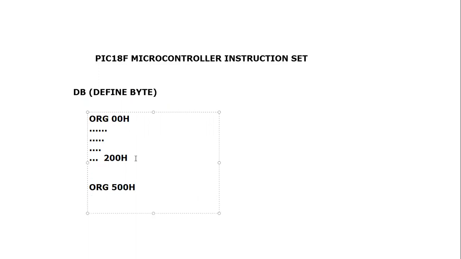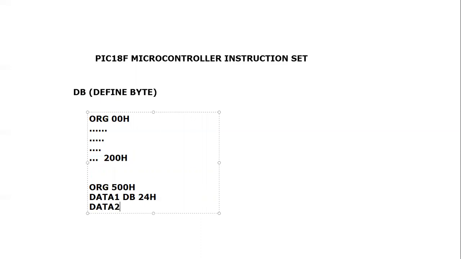So I can use this define byte, DB. Since I want to make fixed data, I will label it, let's say data one, define byte, and simply write the data. Remember, data in PIC18F microcontroller can be ASCII, binary, decimal, or hexadecimal. If I simply write 24, it will need some notation for the number system, so let's say I write 24 hex. That means this data one value is 24 hex, and it is stored at 500 hex.